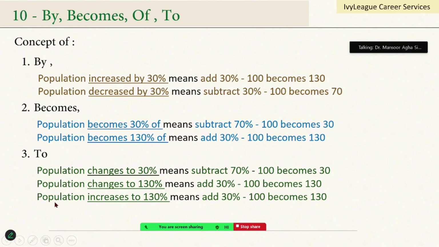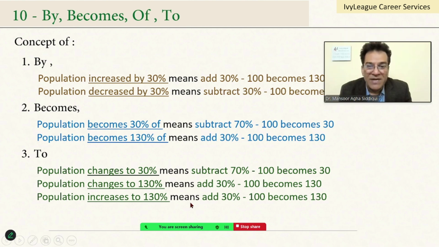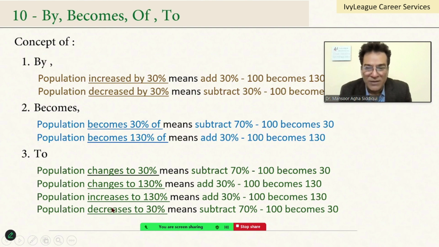If the question's language says population increases to 130%, it basically means we have to add 30% to it. So if previously it was 100, now it has become 130. So increases to 130% means increased by 30%. And they can use different words. They can use a by, or a becomes, or a change, or an increase, or a decrease. If population decreases to 30%, it means you have to subtract 70% of the value. So if previously it was 100, now it becomes 30.